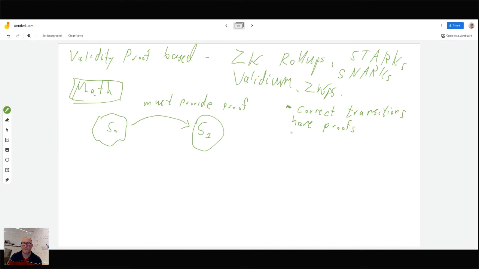And incorrect transitions have no proofs. I'm slightly cheating here from a mathematical point of view, but this is roughly what goes on. Incorrect transitions have no proofs. So this is what we would like.